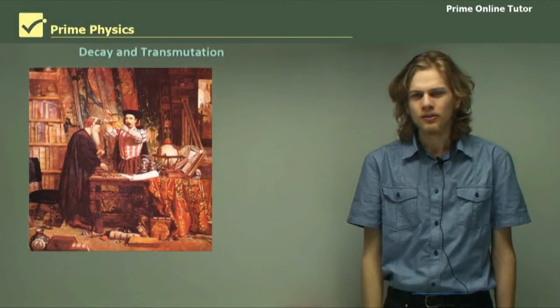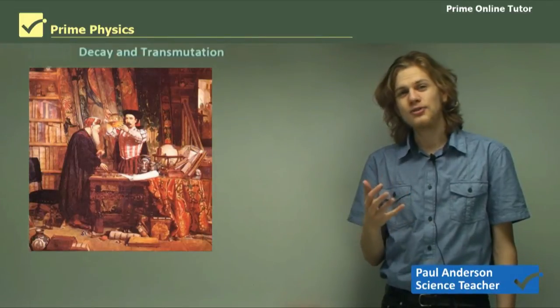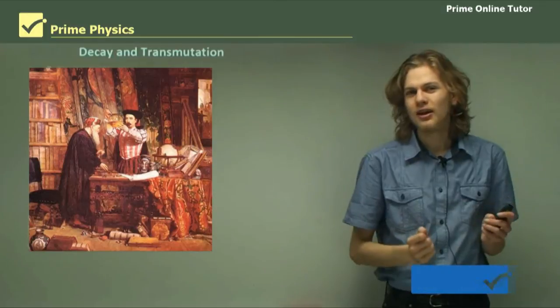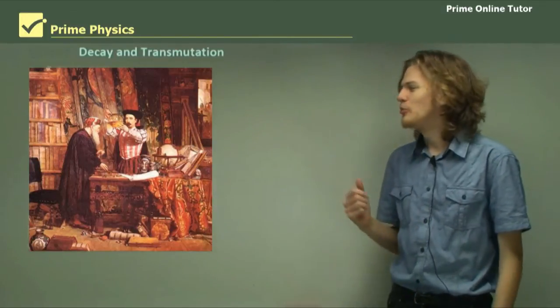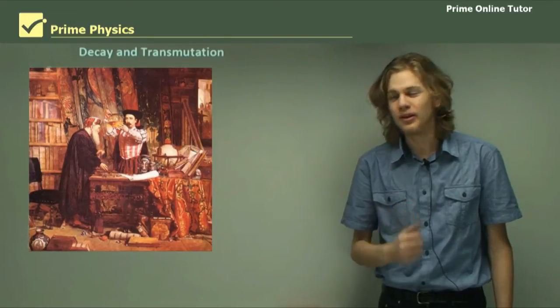Hello everyone. Today we'll be looking at decay and transmutation. Transmutation you might have heard of before. It's changing one element into another element, and it's what medieval alchemists tried to do all those years ago on their quest for the Philosopher's Stone.